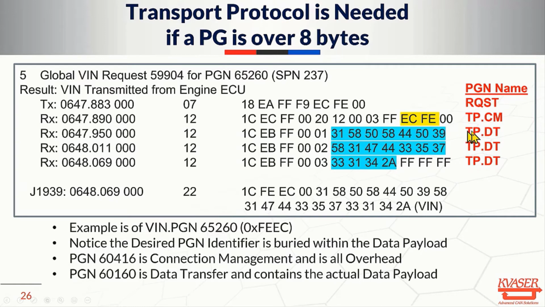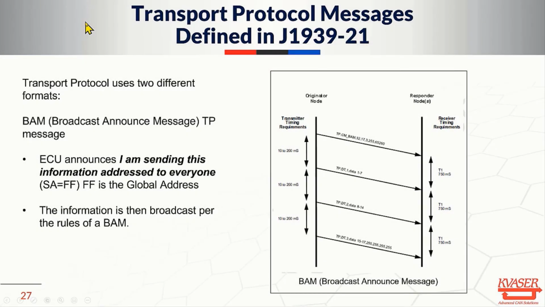And these are all transport protocol data frames, data transfers. 60160 is a data transfer. 60416 is a connection management. If you took these PGNs here and translated them, you'd see that that's what they are. So hopefully that explains transport protocol with an example to you. Didn't really number that example.